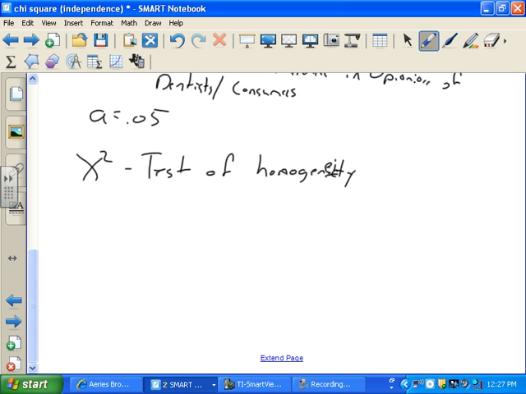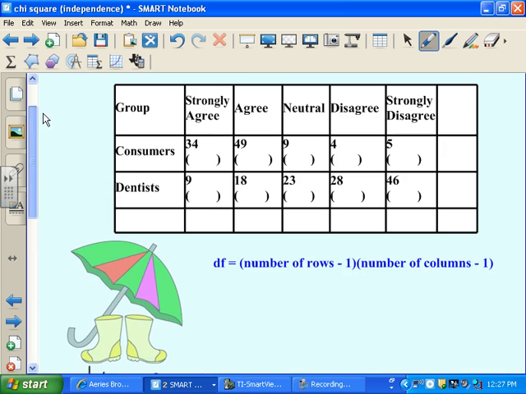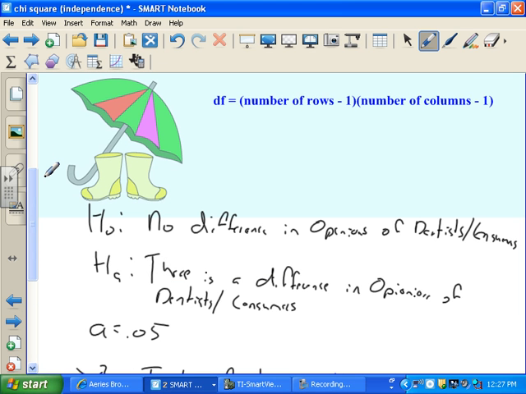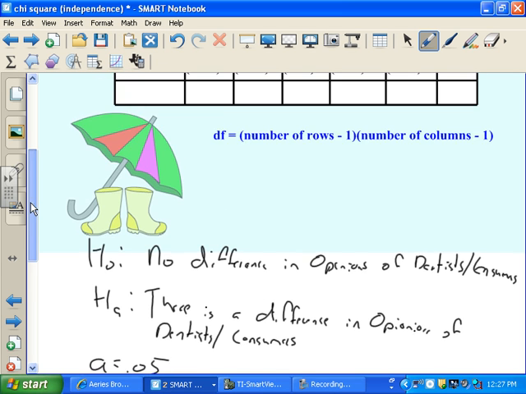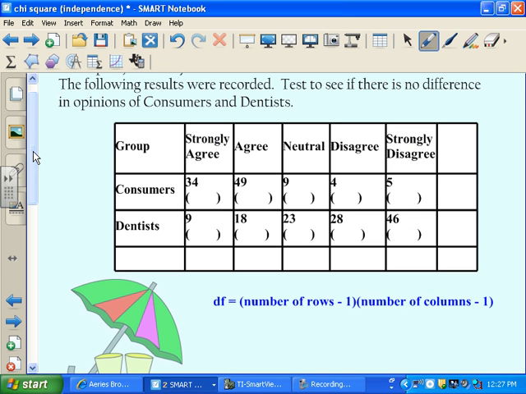Do we have to mention what we're talking about, like proportions, for the null and alternative hypothesis? Your step 1 here actually is not necessary. You can write something if you want, but technically there are multiple proportions. You'd have to say the proportion that strongly agrees is the same for consumers and dentists, the proportion that agrees is the same, the proportion that's neutral is the same. It's kind of tedious and pointless, so that's why I didn't write it.